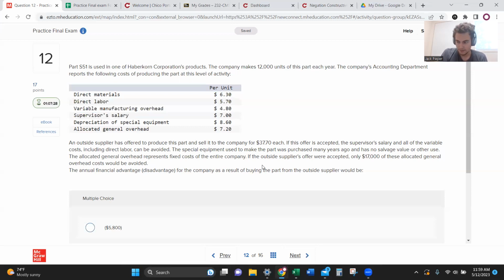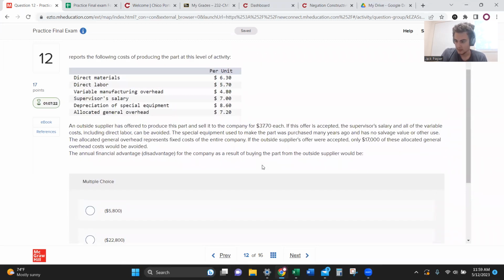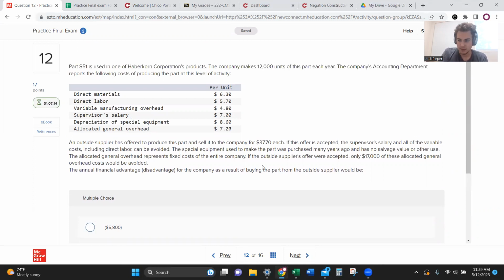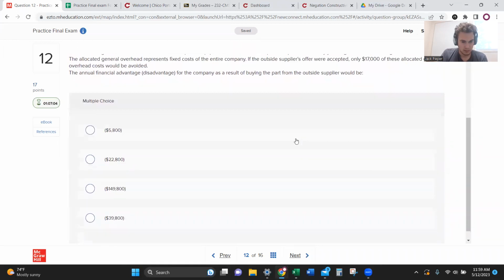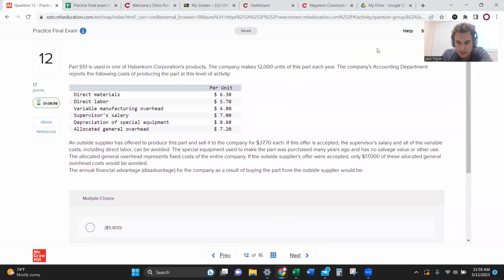We can do 268,600, which is the cost to us, minus the cost that we would pay to the supplier, which would be 452,400. We get negative... Okay, wait, let me pause and I'll figure this one out and I'll explain it.